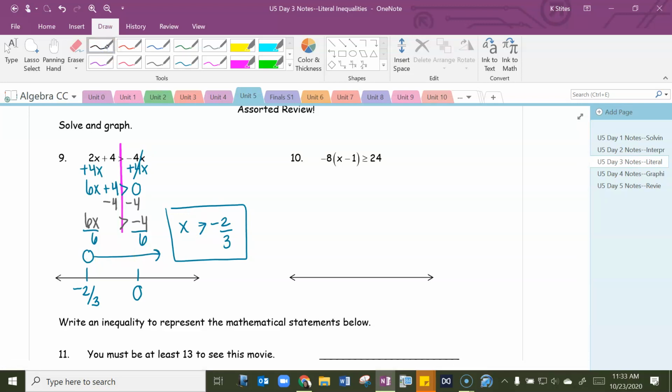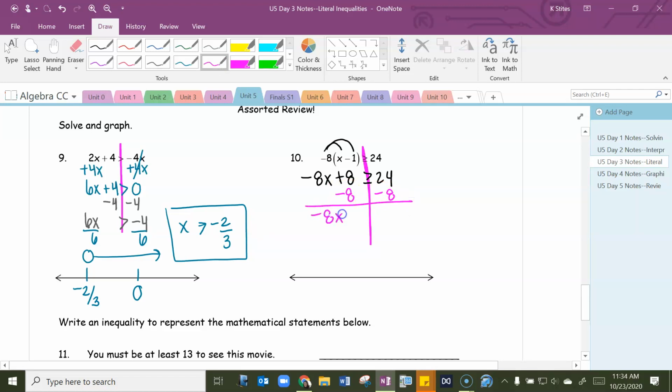Okay, let's try another one. We will start off by distributing. Watch those signs. -8 times -1 is a +8. All right, next we'll subtract our 8 on both sides. 24 minus 8 is 16. And finally, divide by negative 8 on both sides. But be careful, we divided by a negative, so we will flip our symbol. See how it was pointing right? Now it's going to point left.